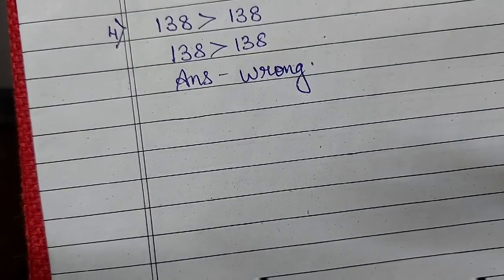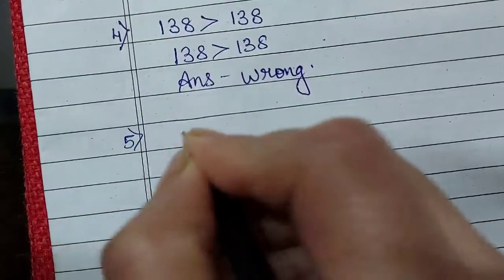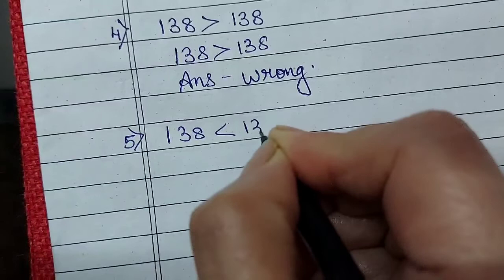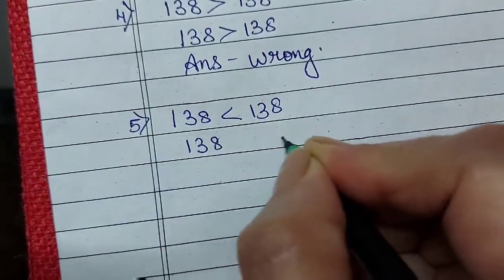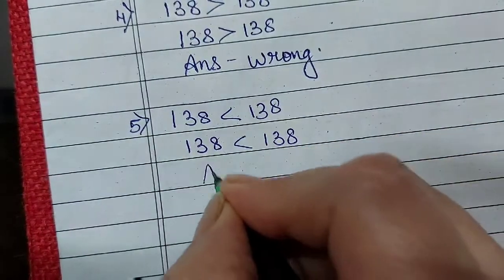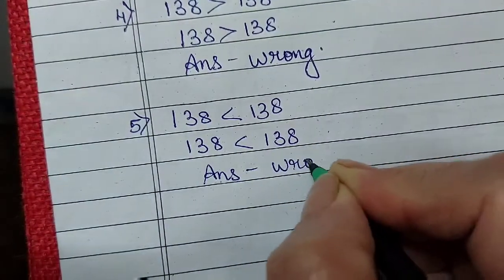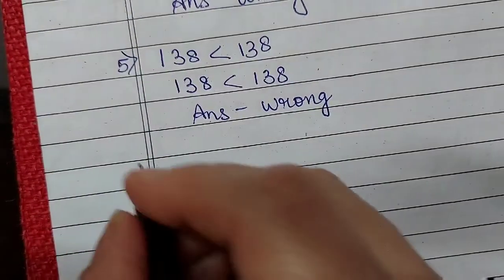Now your fifth sum. Your fifth sum is saying 138 lesser than 138. So again this is wrong, because how can the same number be lesser than or greater than the same number? So this is also wrong. 138 is not lesser than 138.